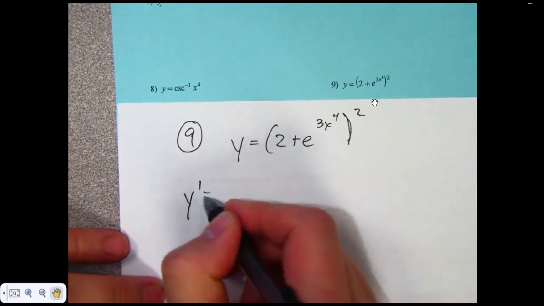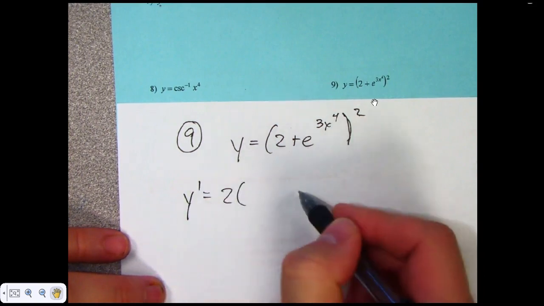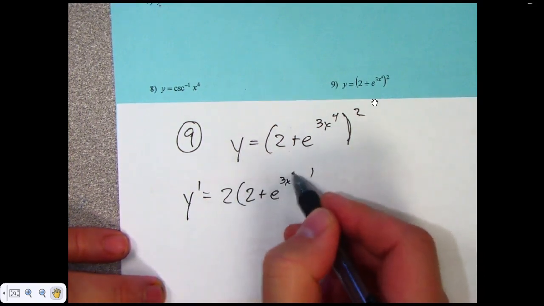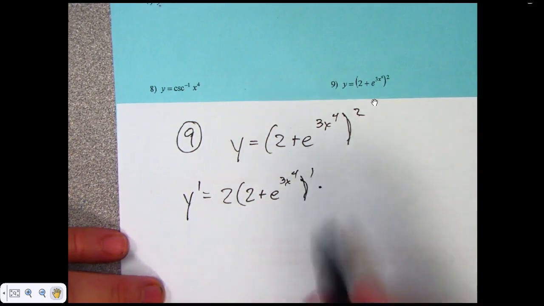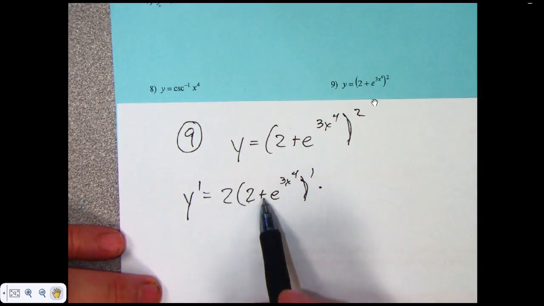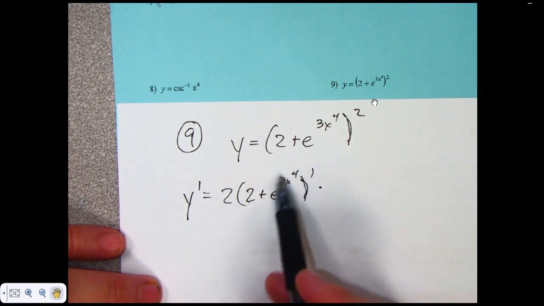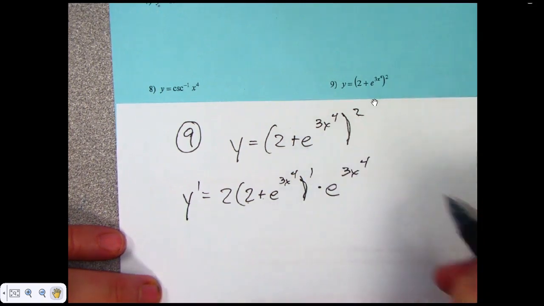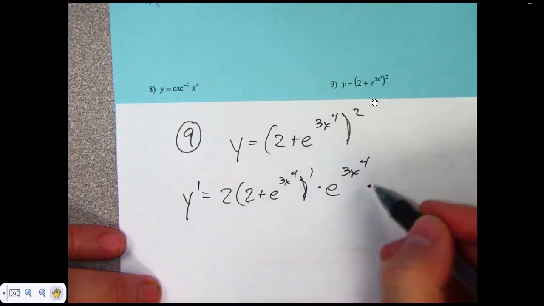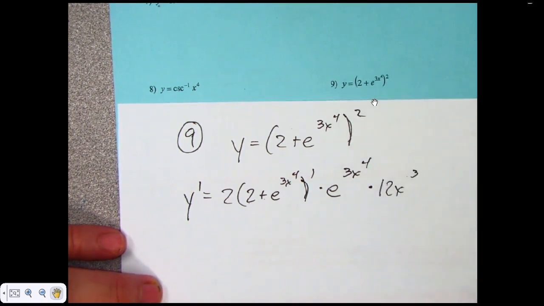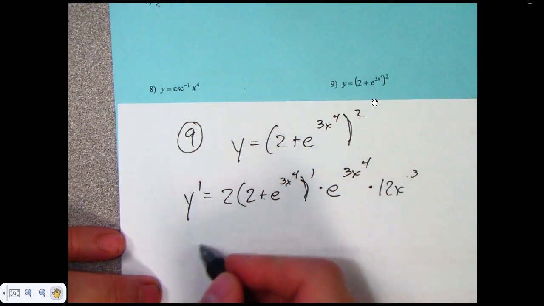So I take the derivative of the big guy first. Bring it down, reduce by 1, leave the derivative of the inside. Then I go to the derivative of the inside. Well, the derivative of the inside is 0 plus, and then the derivative of e to the something. The derivative of e to the something is e to the thing times, that I'm down to like my littlest guy, 12x to the 3rd. And you're welcome to leave it like that.